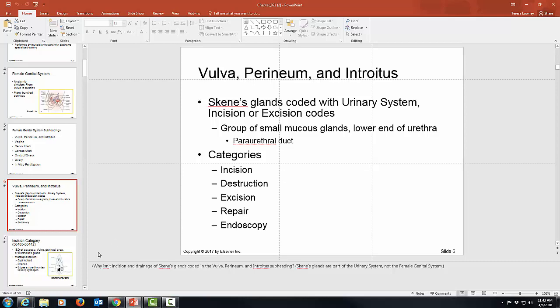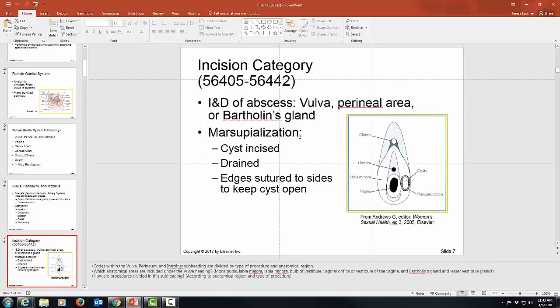The incision categories show the incision and drainage of an abscess in the vulva, the perineal area, or the Bartholin's gland. And here's an illustration that shows part of the vulva is in the code here, and it's showing the cavity when they did what they called marsupialization. A cyst is incised here, it's drained, and then the edges are sutured around the edge to keep that cyst open until it's completely healed.